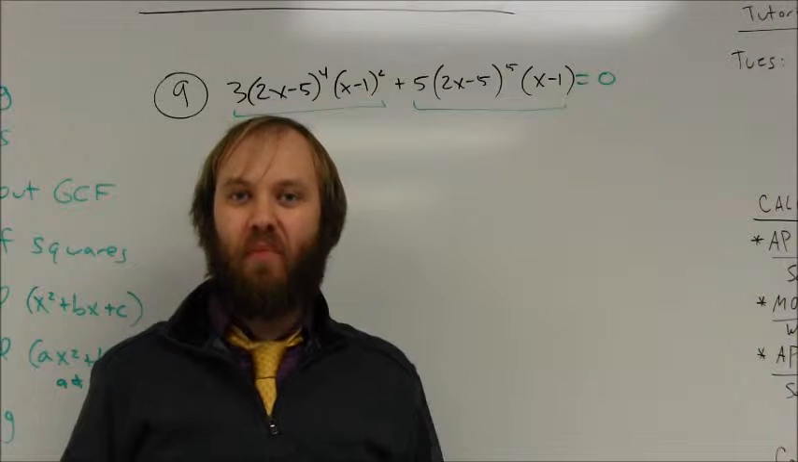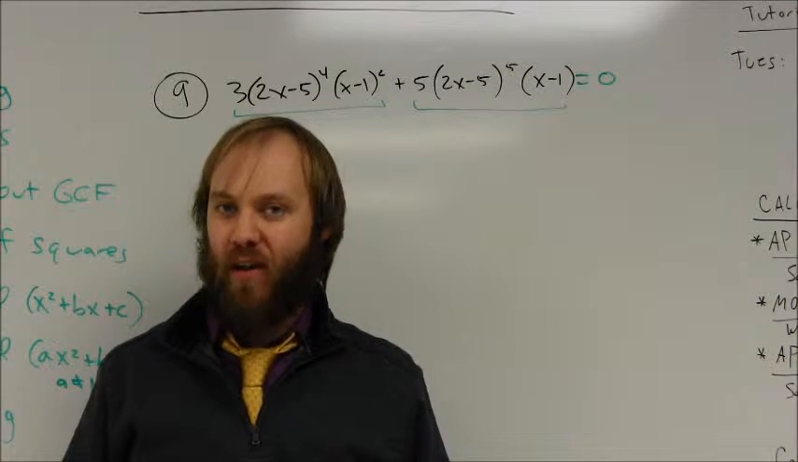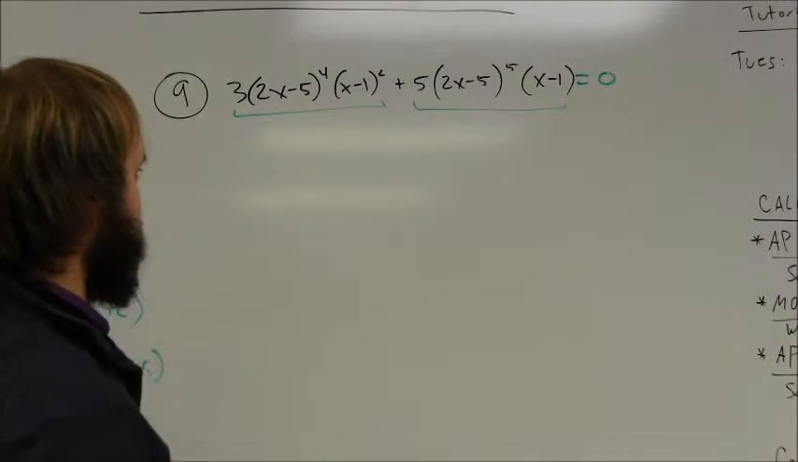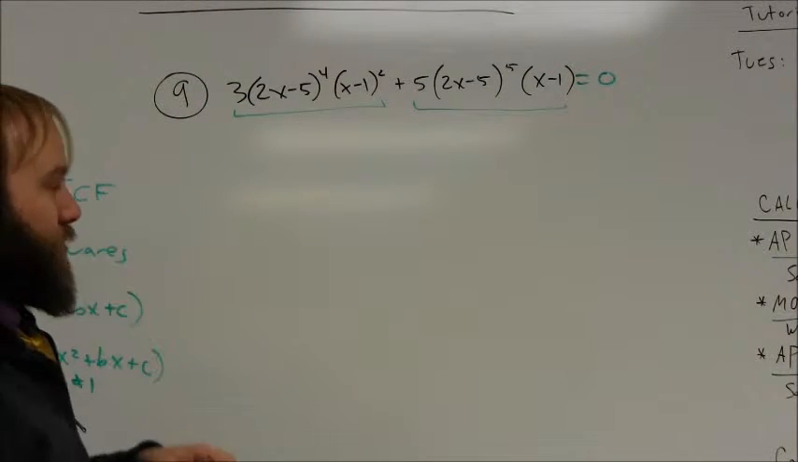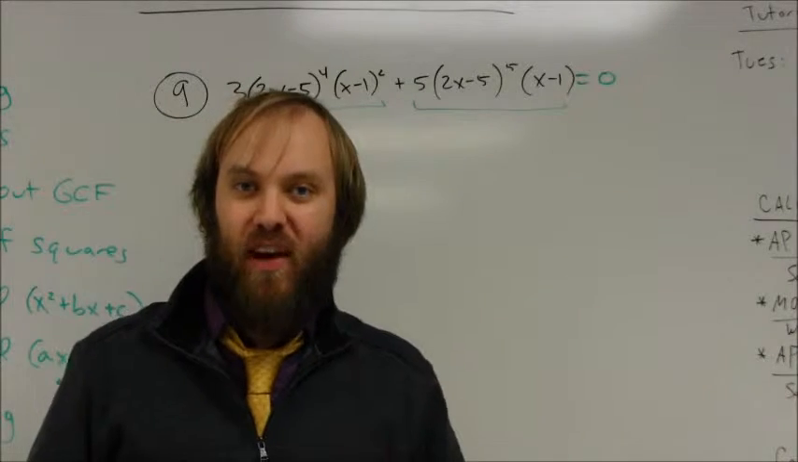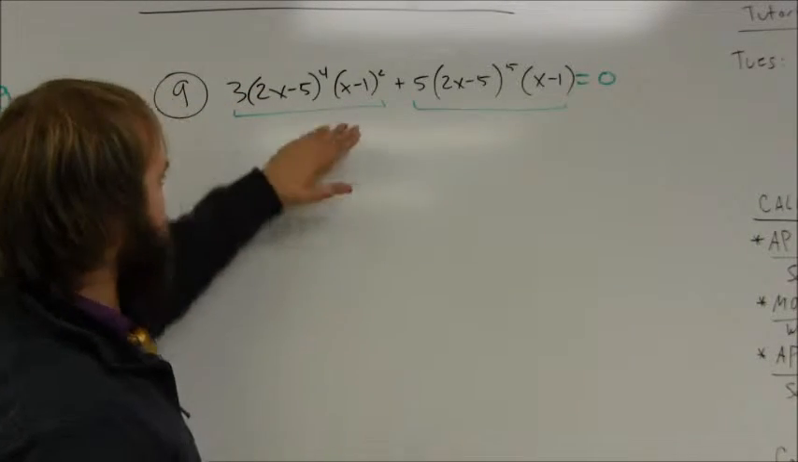It's not written entirely as a product, so I can't apply the zero product property at this point in time because lots of different numbers add up to equal 0. That doesn't tell me anything. Okay? However, you go to your list of factoring methods, the first thing you always want to look for is a greatest common factor. And we only have 2 terms.